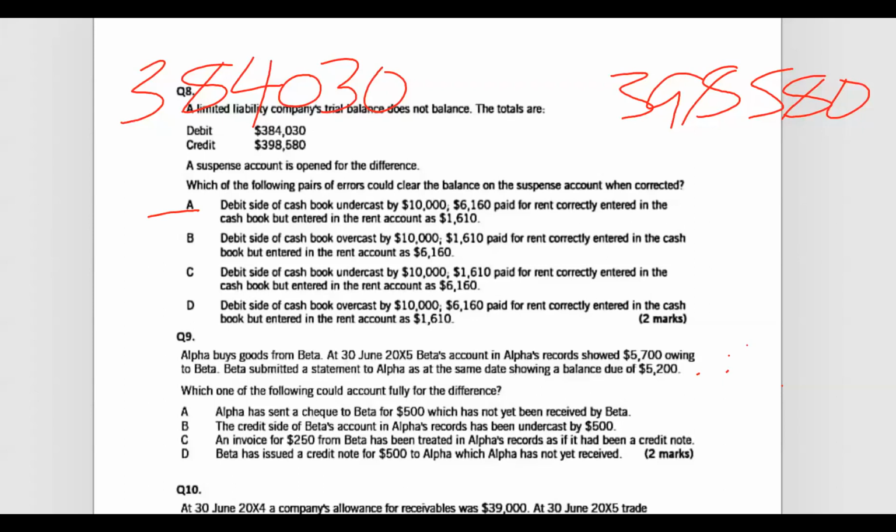The debit side of the cash. Remember, these are the balances that you get. You have debit and you also have the credit side. So they are saying that the debit side of the cash is undercast by 10,000. 60,160 paid for rent, correctly entered in the cash book, but entered in the rental account as that.